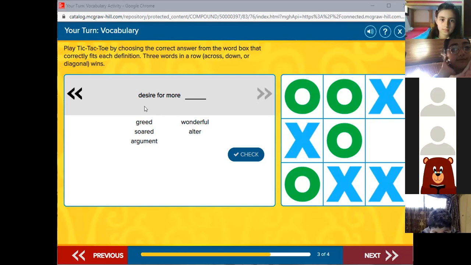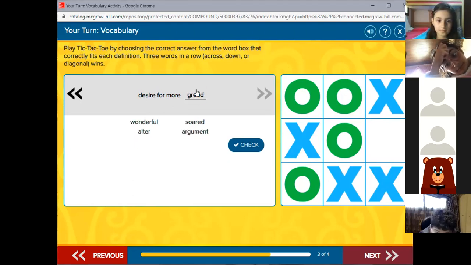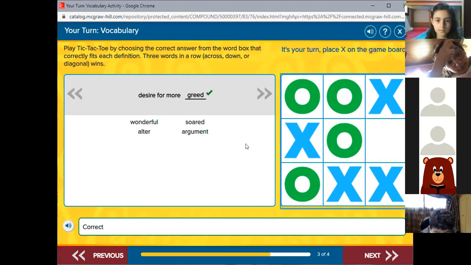When you want more, like, if I give you, for example, half of my chocolate, and then you want more, it's not enough for you. Which one means desire for more? Is it greed, sword, argument, wonderful, or alter? Greed. Wow, bravo, Muhammad. Amazing. Excellent. Fantastic. Where do you want to put the X?